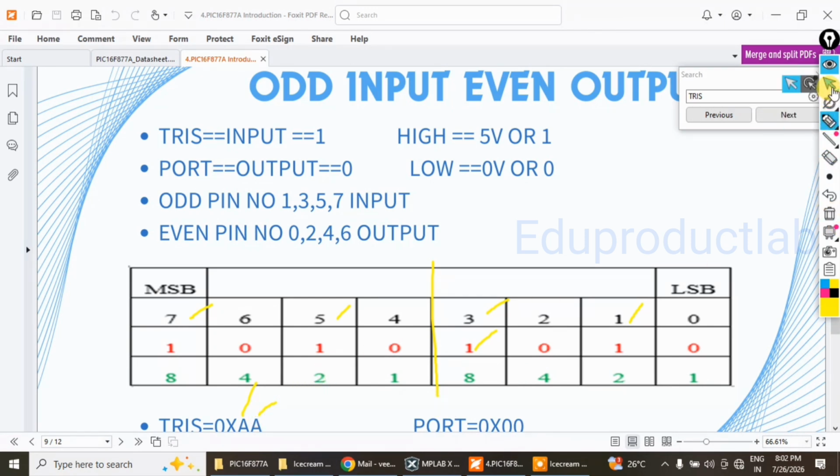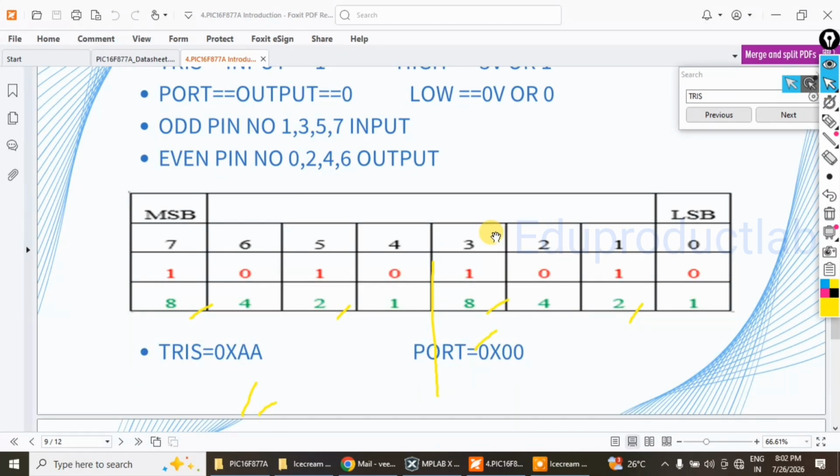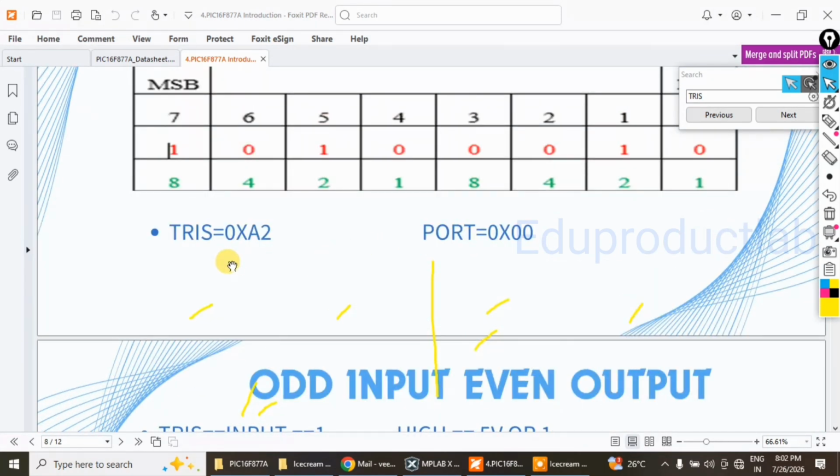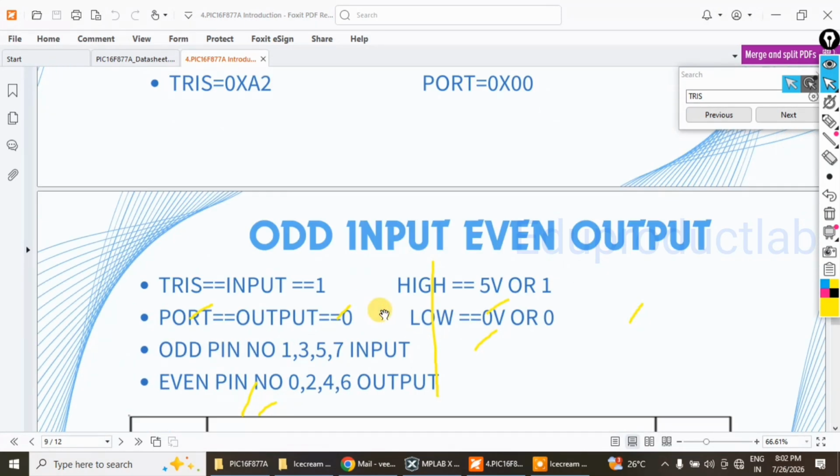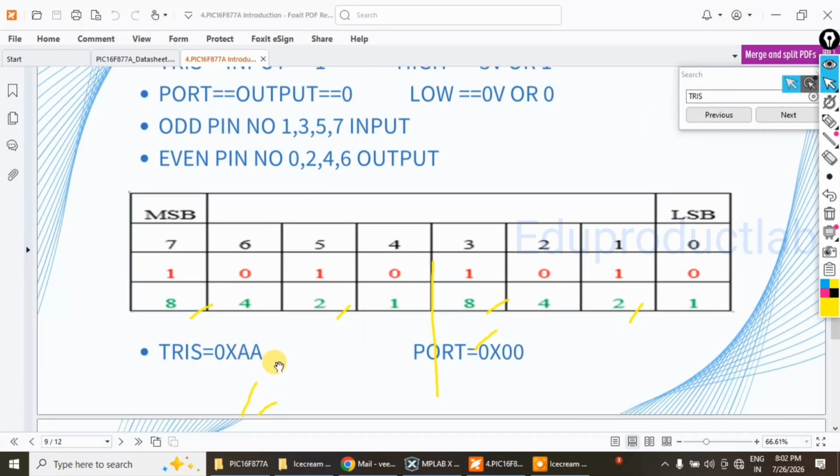Anyway, if you are not understanding this slide, go back to the previous slide and you can understand B2. Here I mentioned A2. This is first writing for the MSB, second writing for the LSB. This is the odd and even LED.